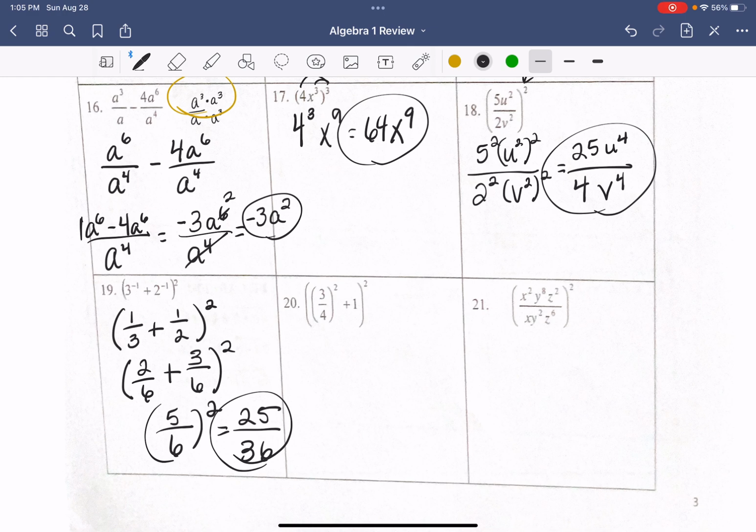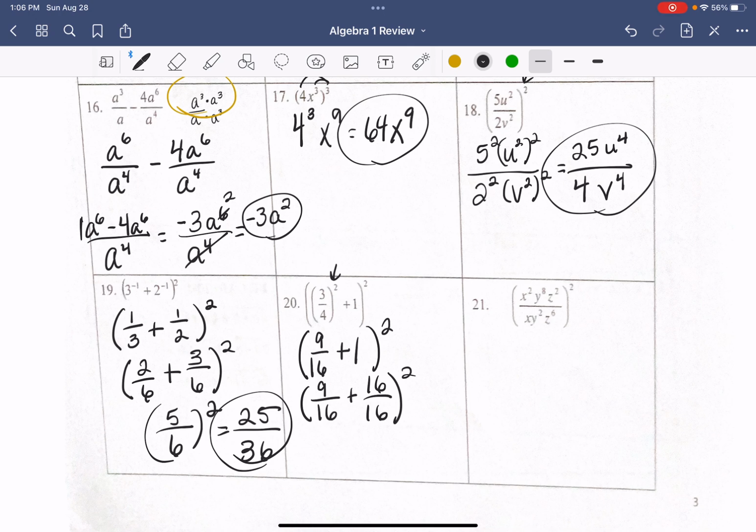For number 20, we need to deal with this inner squared first before we do anything. So maintain those first parentheses, and we're going to get 9/16 plus 1 quantity squared. Again, we have to simplify inside of the parentheses before we deal with that square. So we're going to turn this 1 into 16ths. And so we have 9/16 plus 1 would be 16/16, and that's all squared.